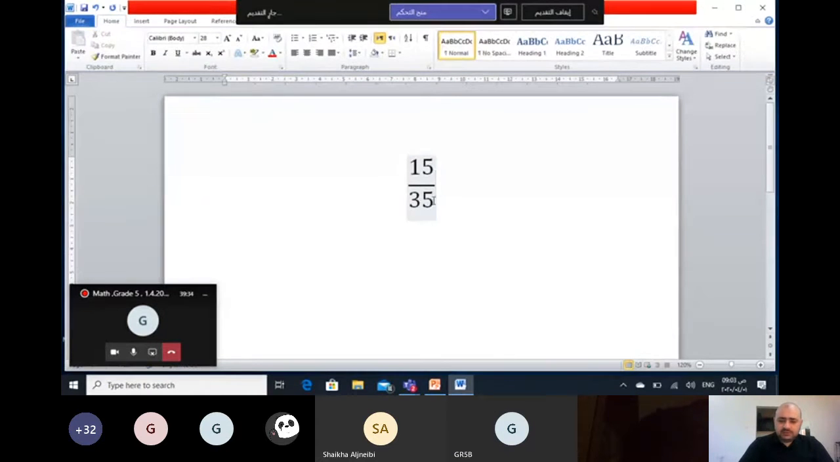We have this fraction. Try to write this fraction in simplest form. Yalla, you have 2 minutes. Three over seven. Great.